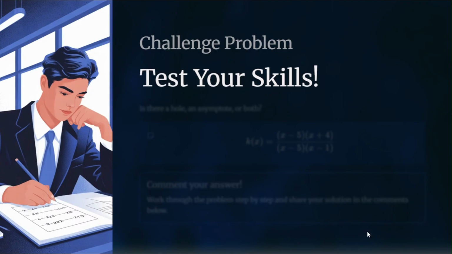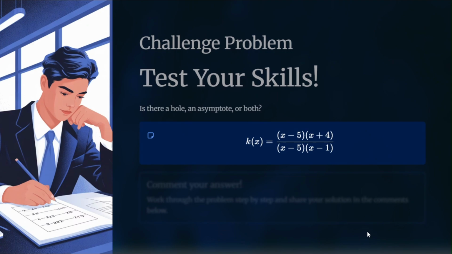Here's your challenge. Is there a hole, an asymptote, or both for the function k of x equals x minus 5 times x plus 4 over x minus 5 times x minus 1? Think it through: what factors can cancel, what makes the denominator 0, what's left after cancellation.